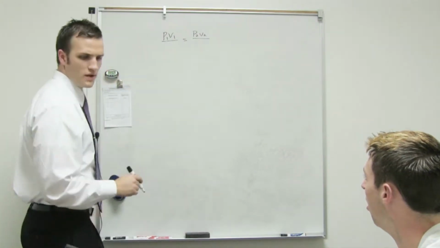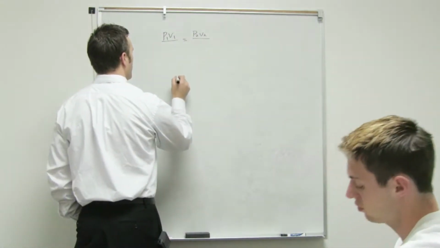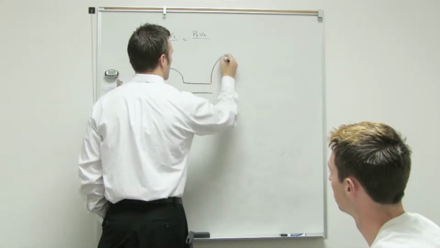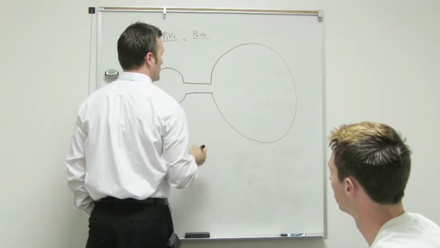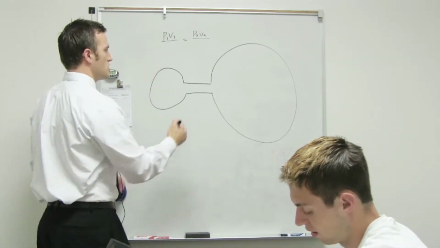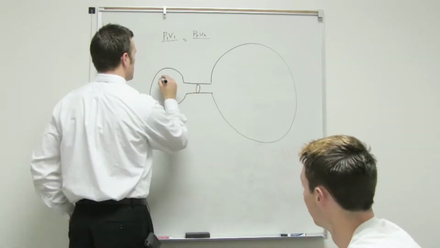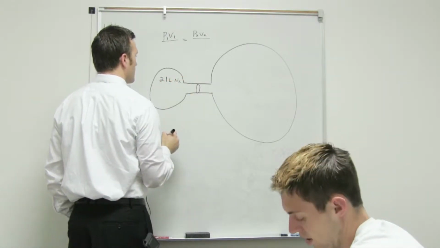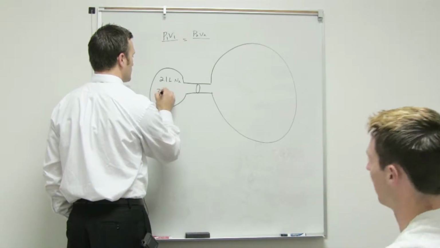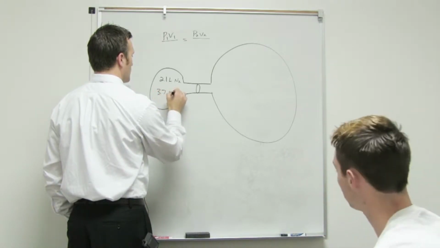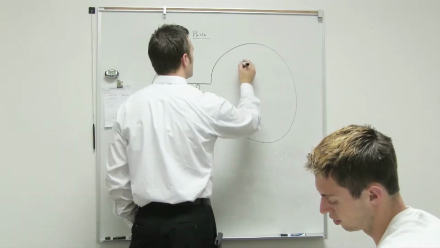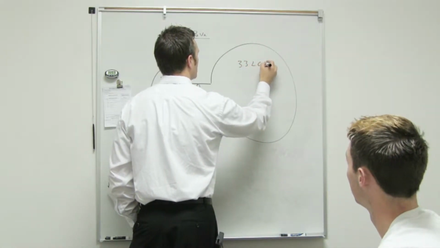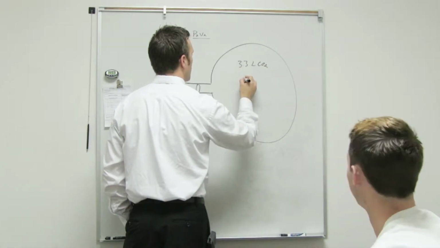Now it's showing you a picture. Let's see if I can draw it halfway decent. And then what's in this chamber? 2.1 liters of N2. Okay. And then you have 3.7 atmosphere. Okay. And then the other one, you have 3.3 liters of CO2. Okay. And 9.2 atmosphere.